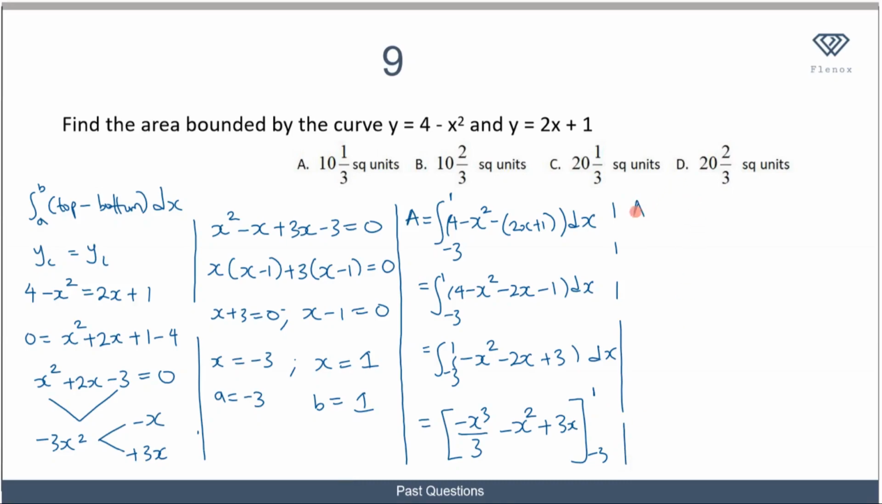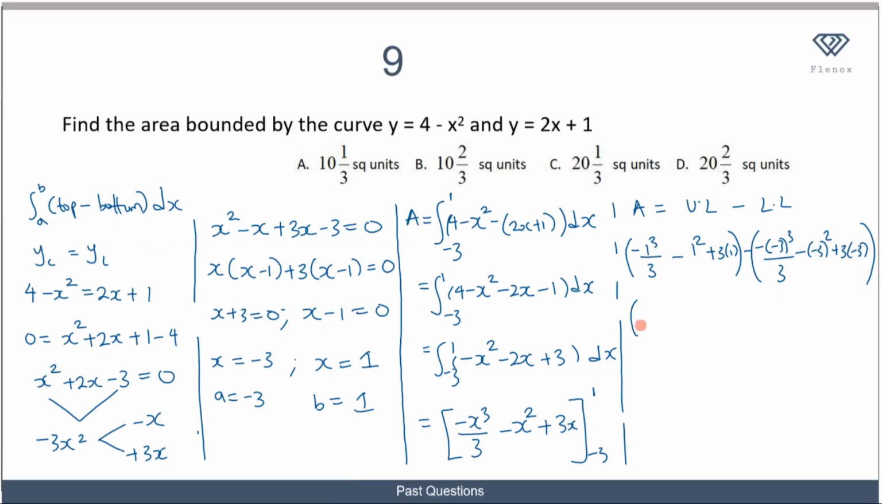So now our area will just be equal to what? The upper limit minus the lower limit. So for the upper limit, I just replace x with 1. That becomes minus 1 raised to power 3 over 3 minus 1 squared plus 3 into bracket 1. Then minus the lower limit, I just replace x with minus 3. So I have minus into bracket minus 3 cubed over 3, then minus 3 squared plus 3 into bracket minus 3. So what does that give me?